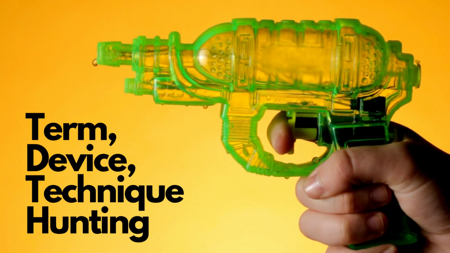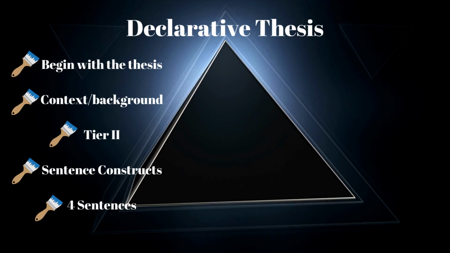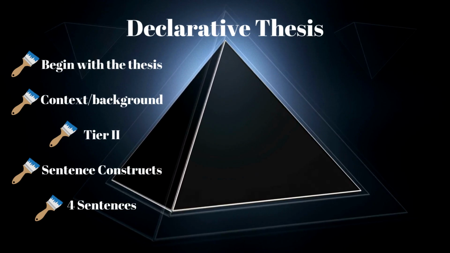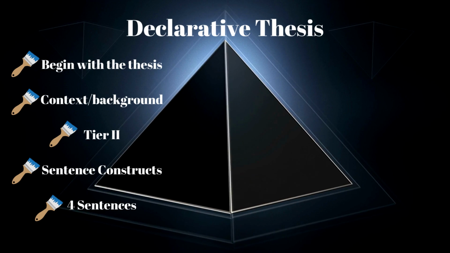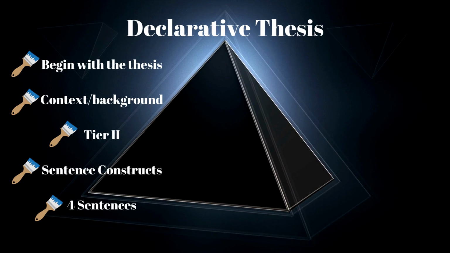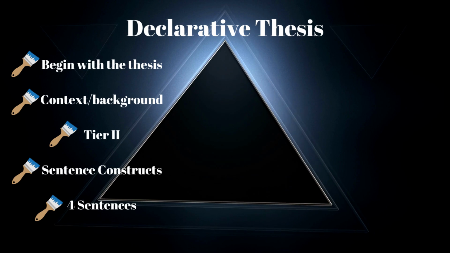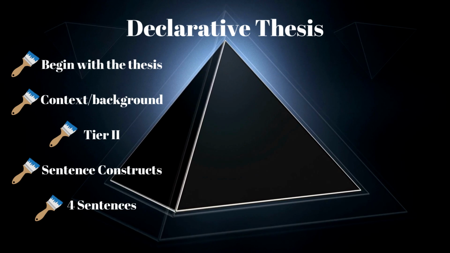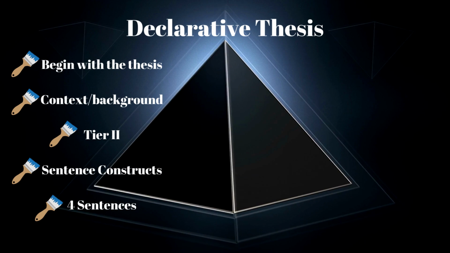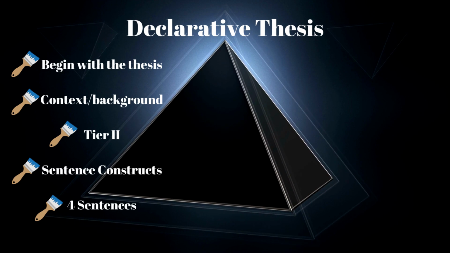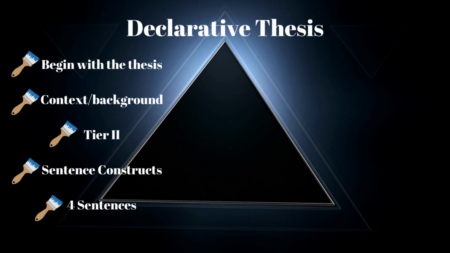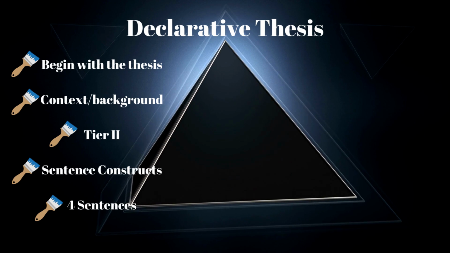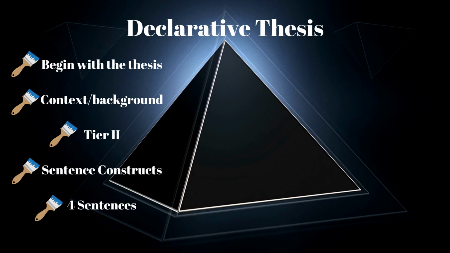So let's talk about the declarative thesis. So I already alluded to this. When you declare, you begin with the thesis. So you're going to begin by answering the question, how does the author construct meaning? Focus on the most salient, most relevant term or terms and drop it as succinctly as possible. From there, you're going to sprinkle in a little bit of context and background. This is where the authorial intent's going to come in.